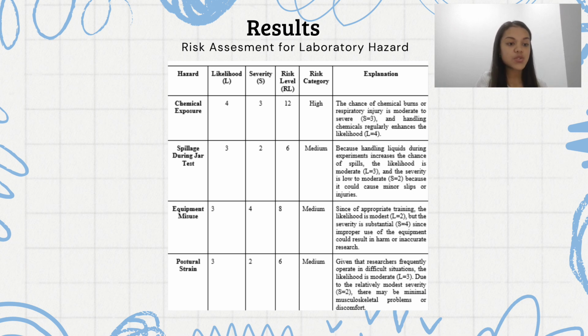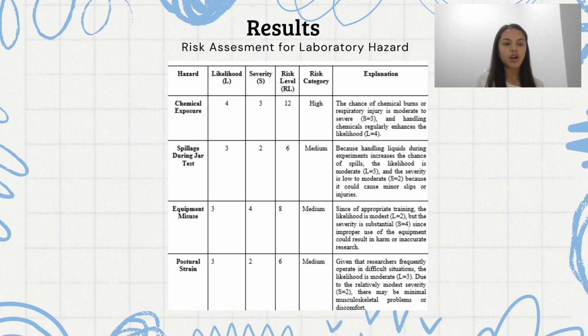And the next one is spillage during the jar test. For the spillage during the jar test, the likelihood is 3, the severity value is 2, the risk level is 6, and the risk category is medium. It's because handling liquids during the experiments increases the chance of spills, so the likelihood is moderate, 3, and the severity is low to moderate, 2, because it could cause minor slips or injuries.